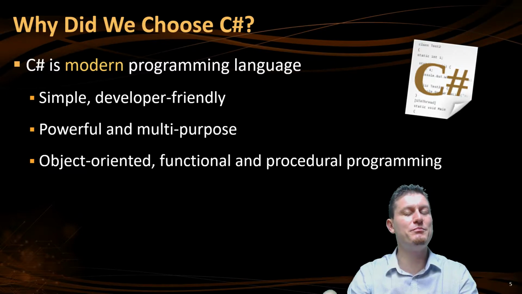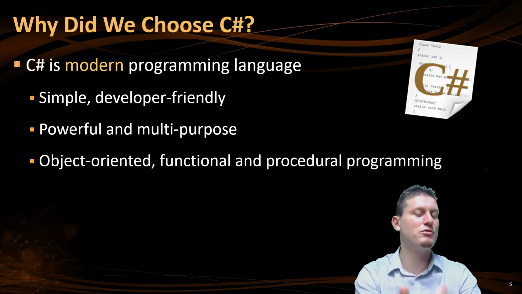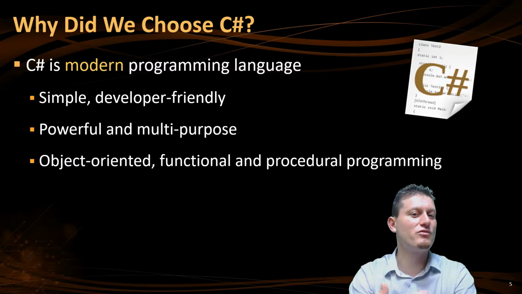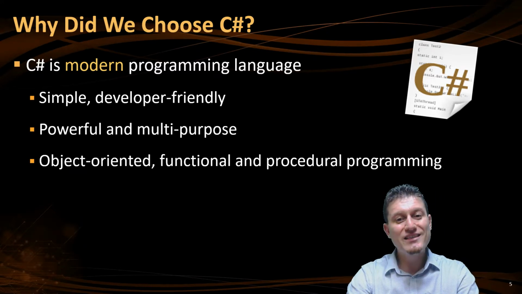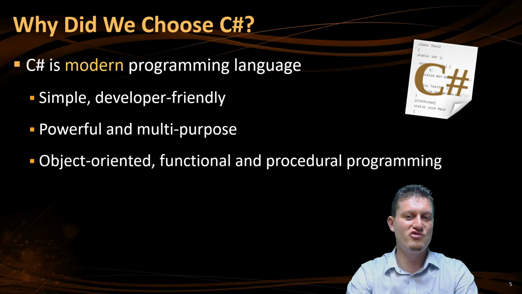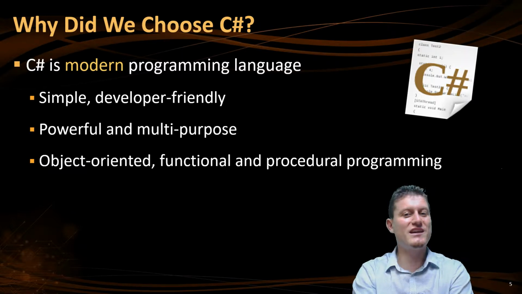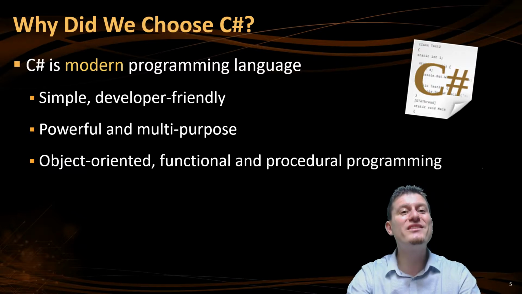So C# is a modern language. It's built around object-oriented programming with classes, with interfaces, with objects. It's built around functional programming with lambda expressions, programming with higher order functions, with functions which are passed as parameters to other functions, and it covers, of course, procedural programming, which means that you can organize your code in steps: first, second, third, etc. So C# is a modern, very pleasant, nice language.